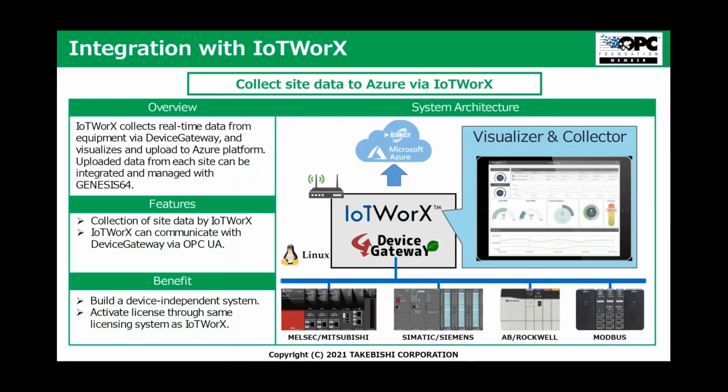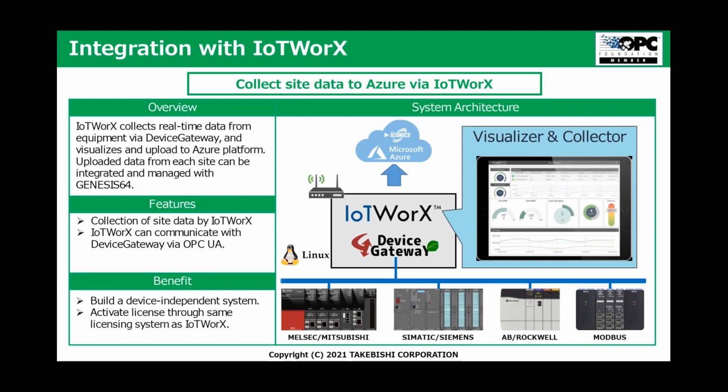Again here, it looks the same as with the DXP server. The device gateway collects the data via IoT Works. It goes to Azure, and from Azure it can be used by Genesis 64. So IoT Works collects the data in real time via the device gateway from the equipment on the factory floor, or whatever IoT product needs to be read out, and that data is uploaded into Azure. So it features a collection of each site's data by IoT Works, and IoT Works can communicate with the device gateway via OPC UA, so that's all built internally.